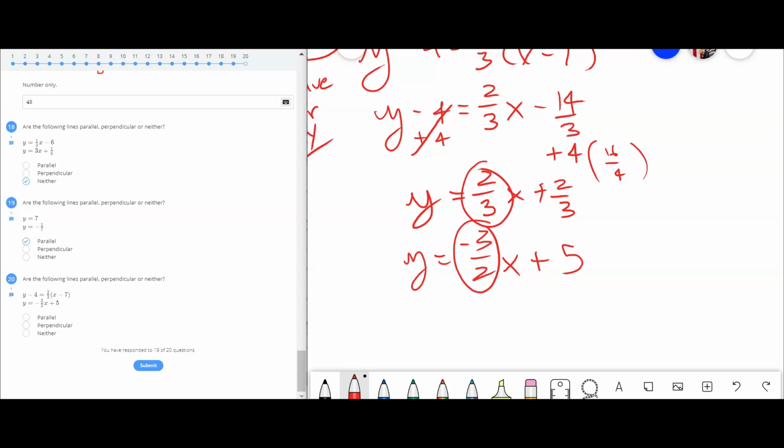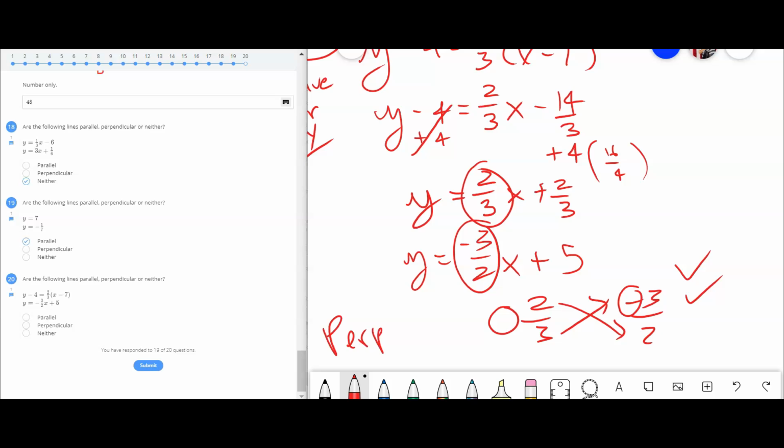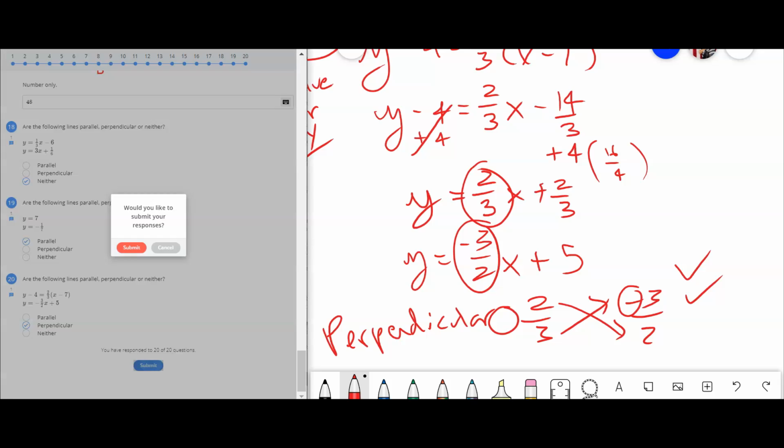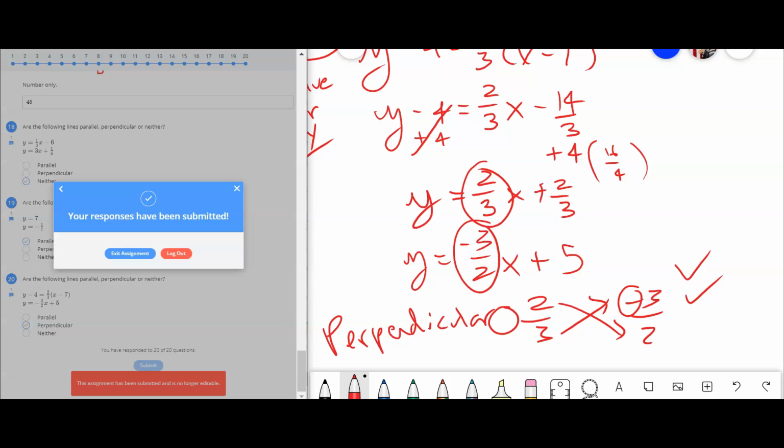Now let's look at these slopes. 2/3, -3/2. Now, did the sign change? Yes, it did. Did it flip? Yes, it did. So when you have those two changes, that's what we call perpendicular. All right. So that'll be perpendicular. That's good for your review. Hit submit. All right. And your test will be next class, and it'll be very similar to this.